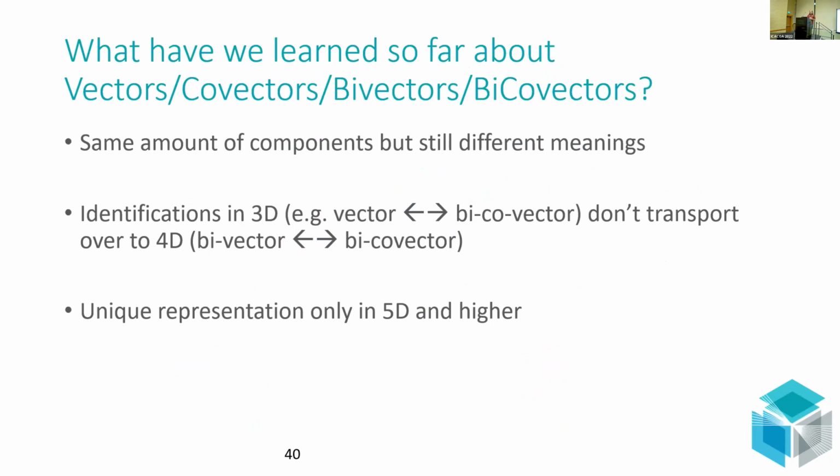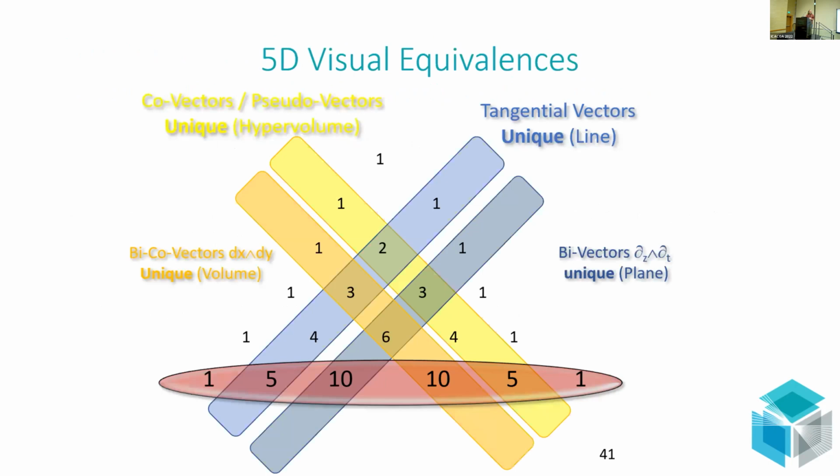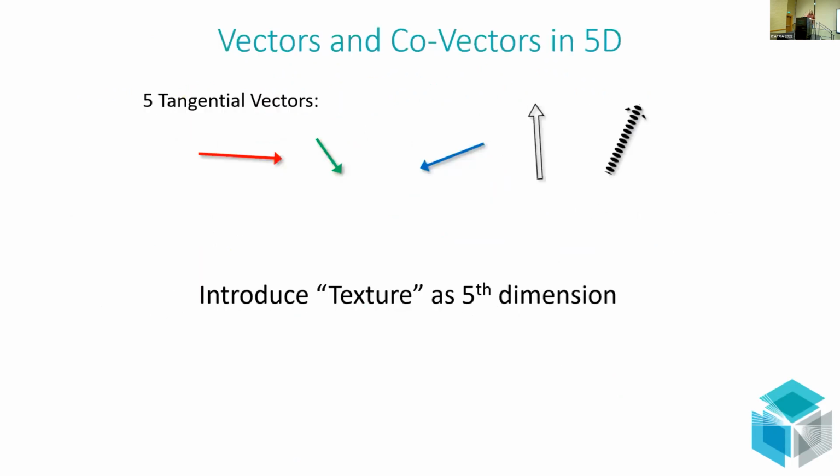So what have we learned so far? Even though we have the same amount of components, we might still have different meanings. The identifications which we used in 3D, where we identify a vector with a bi-covector, do not transport over to higher dimensions. In 4 dimensions, a bivector is identical to a bi-covector. And the uniqueness we only get if we go to 5 dimensions. What we really want to see is what is unique down here, when each of these elements, the vector, the covector, the bi-covector, should be really unique and no longer identifiable.